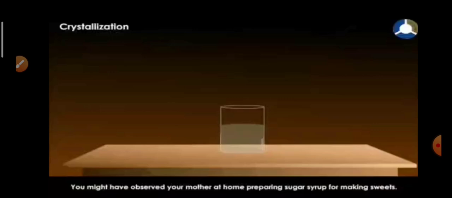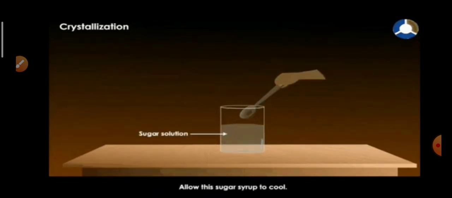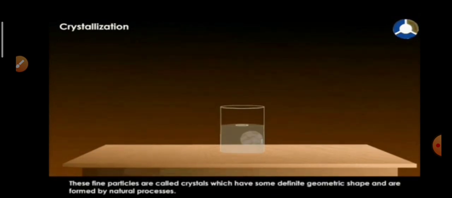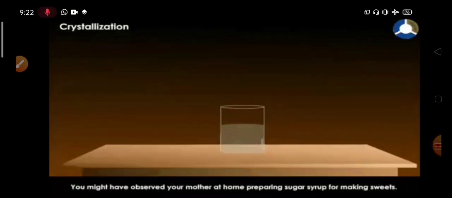Children, you might have observed your mother at home when she prepares sweets. Obviously, she makes sugar syrup. She adds sugar to the water and boils it and then allows it to cool down for some time. The moment the syrup cools, the fine particles called crystals, which have geometric shape, can be seen placed at the walls of the container. This is the natural way by which we can get the crystals.